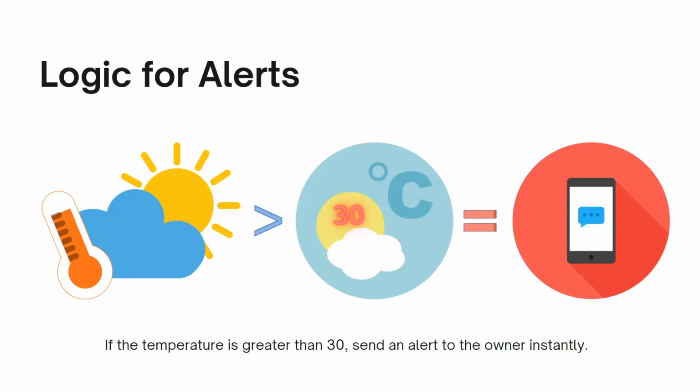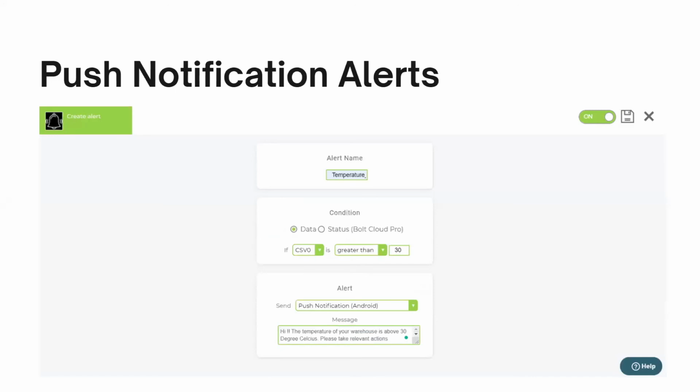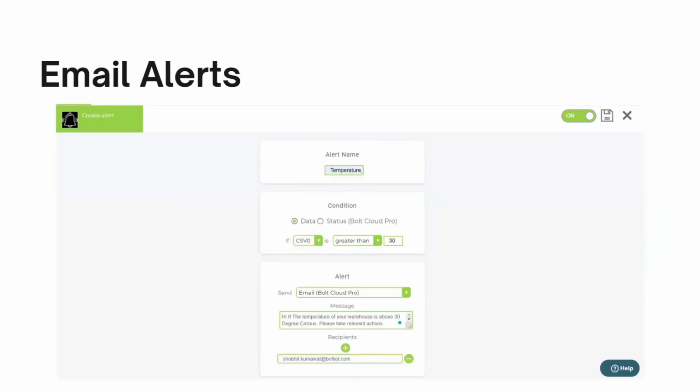There are certain pharmaceutical companies where they can't have too much heat in their stock. In my case, I want the limit to be 30 degrees Celsius. So let's assume that whenever the temperature goes above 30 degrees Celsius, I want an alert. There are two types of alert available in Bolt Cloud. One is via push notification and the second is via email alert. I will demonstrate how you can create an alert on your Bolt Cloud.